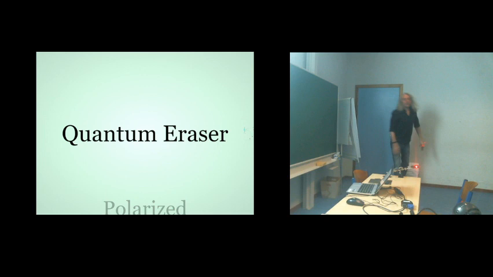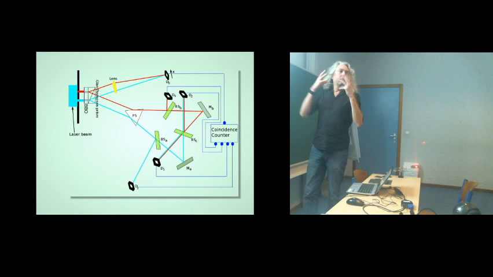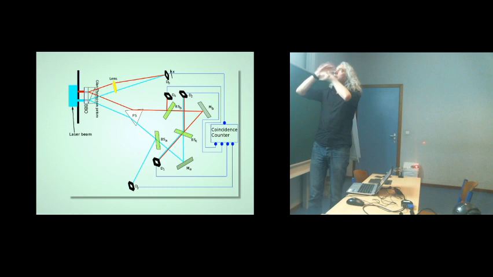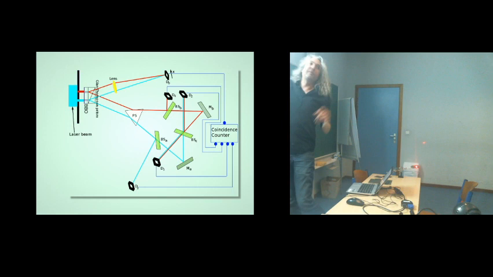So, well, the real experiment, not the simple one, is done like this. They have another experiment that's called the quantum eraser. It's quite difficult. It's a whole setup with four or five different detectors.